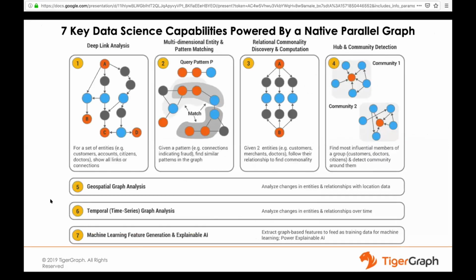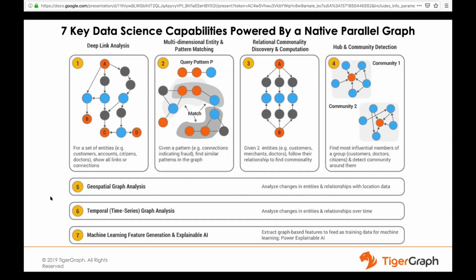Thank you. No problem. Seven key capabilities here. Deep link analysis. This is where you're trying to understand relationships between different entities. I mentioned the example of a critical part that a particular supplier has, or a set of critical parts that are supplied by a supplier. They're located in the hurricane area that's going to be affected over the next several weeks. How do you understand the impact of that? That's what deep link analysis is.